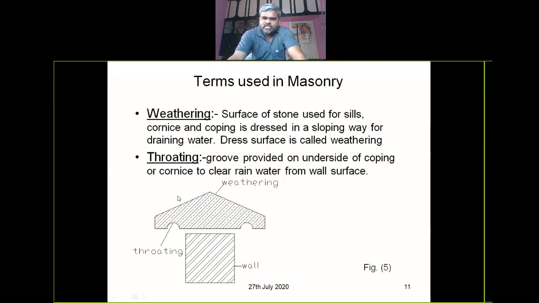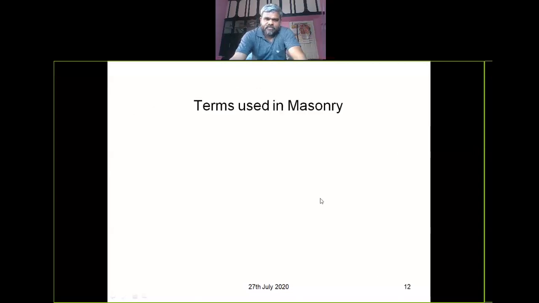So the dressed surface is called weathering. This sloping surface of the stone is called weathering. Throating means this, right: the groove provided on the underside of the coping or cornice to clear the rainwater from the surface. That is called throating, right.